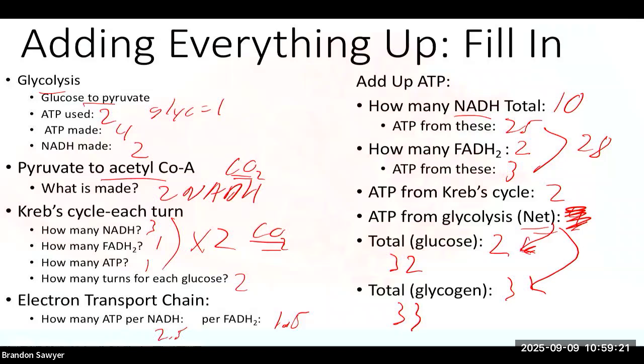Yeah, go ahead. So we always have 28 from the electron transport chain, right? We always have 2 from the Krebs cycle, so that gets us to 30. And then if we started with glucose, our net ATP production in glycolysis is 2. So that gets us up to the 32. If we started with glycogen, our net ATP production in glycolysis is 3. So that goes to the 33.